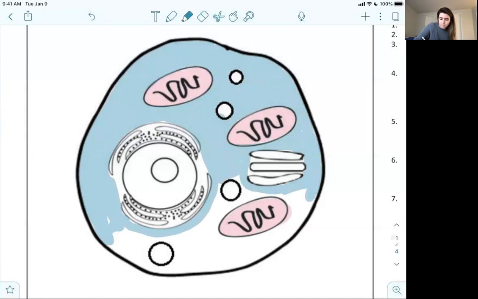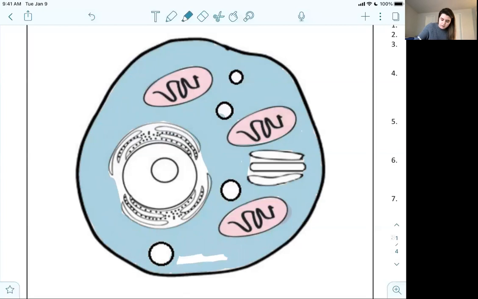For those of us who aren't familiar, the cytoplasm is like a jelly-like substance that is found inside the cell. So it's all of this space that surrounds all of the other organelles that we see in our cell. So all of this in blue here is going to be our cytoplasm.